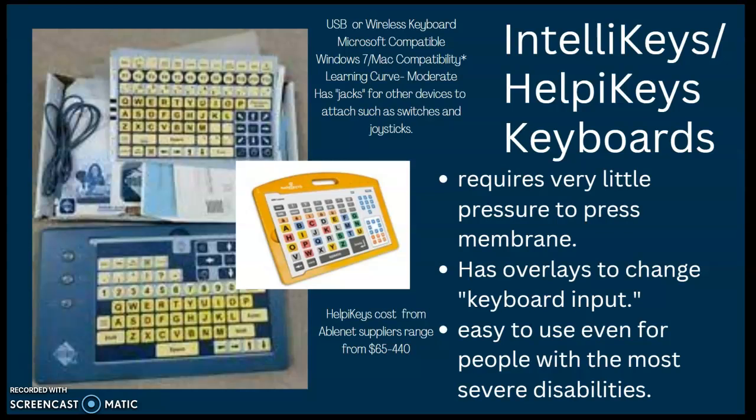And the other unique thing about the IntelliKeys keyboard is that it offers jacks so that other assistive technology devices can be used in conjunction with it, such as switches and joysticks and other mice alternatives. The price point for these types of devices ranges from about $300 to $450 for the actual keyboard, and then roughly $65 for each overlay, so they are very costly.